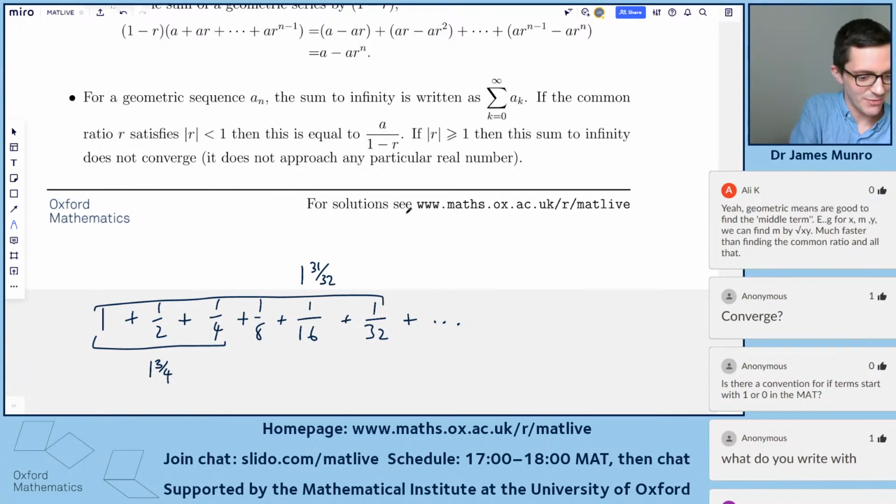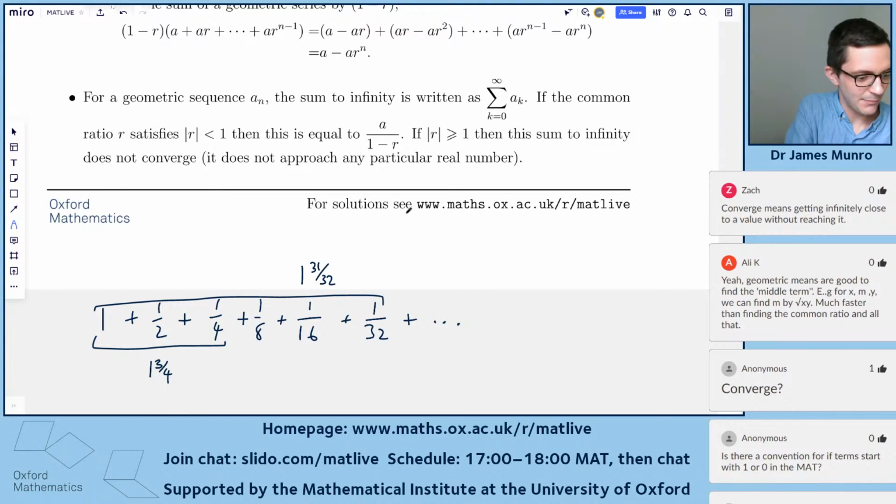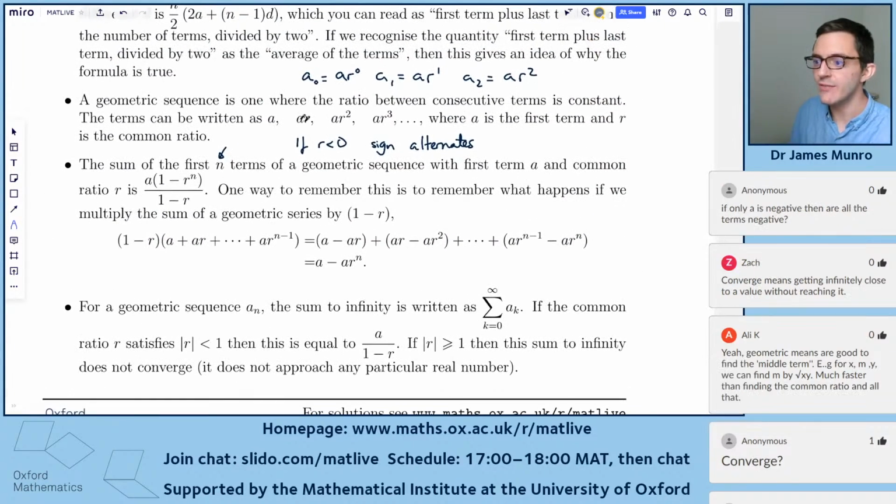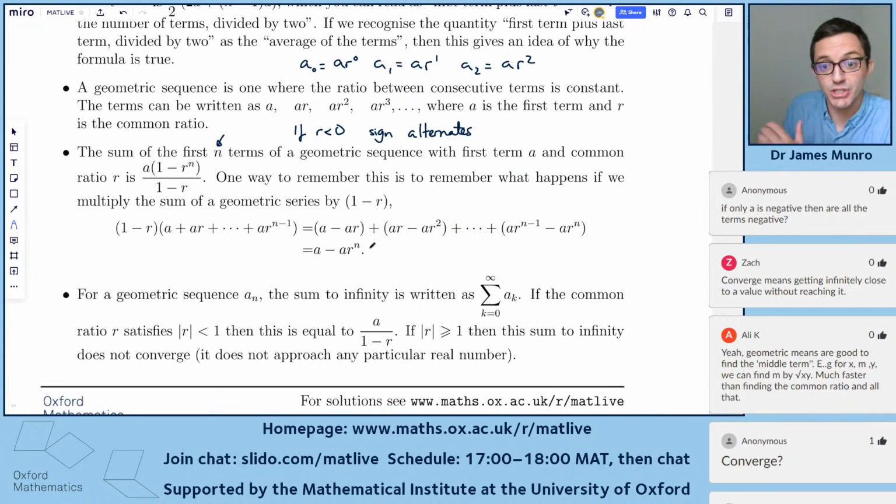People are talking about geometric means in chat, which I'm really trying not to talk about because it's something I'm interested in, but oh well. Oh yeah, and good question: if only a is negative, are all the terms negative? Yeah, sure. If a is negative and r is positive, then you get negative, negative, negative, negative. Good point, thanks for filling in that case as well. A geometric series where all the terms are negative, that's okay with us.